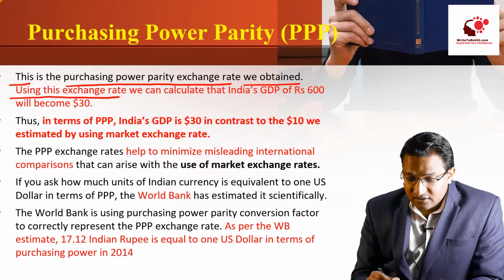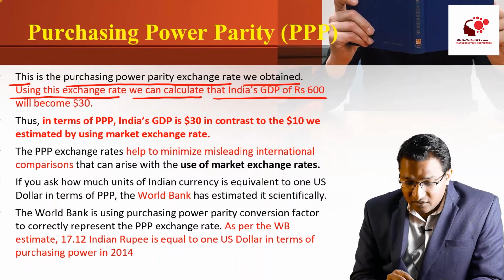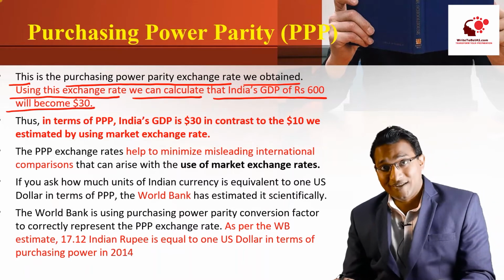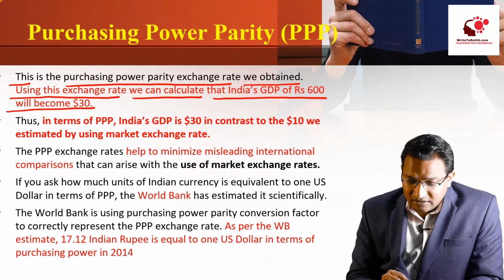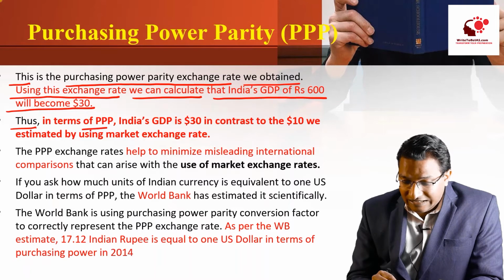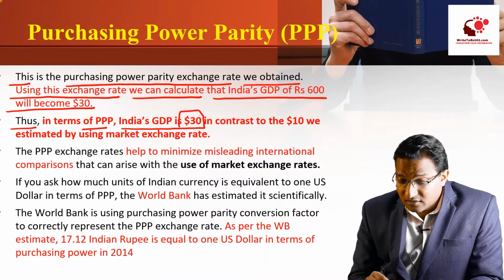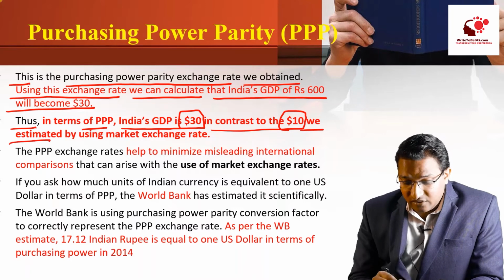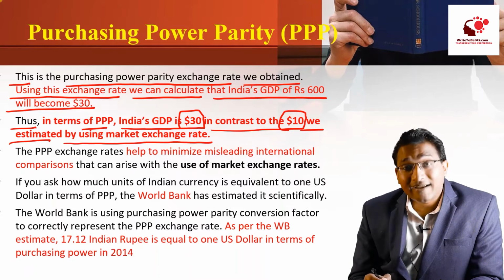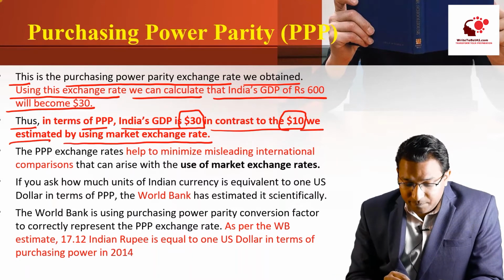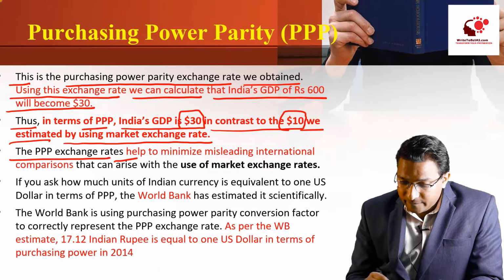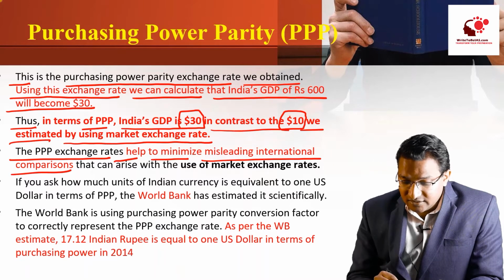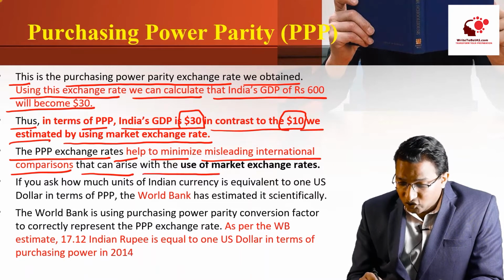Using this exchange rate, we can calculate that India's GDP of rupees 600 will become $30. Thus, in terms of PPP, India's GDP is $30 in contrast to the $10 we estimated by using market exchange rate. The PPP exchange rates help to minimize misleading international comparisons that can arise with the use of market exchange rate.